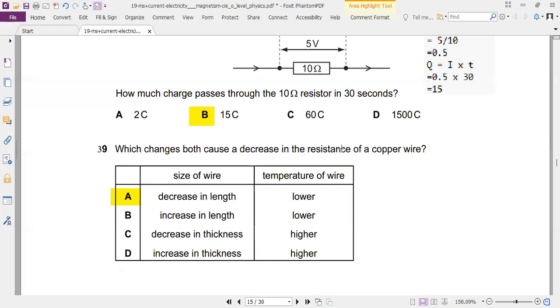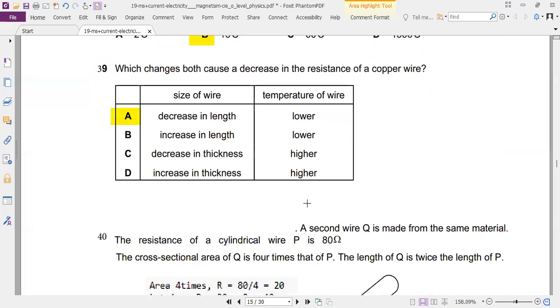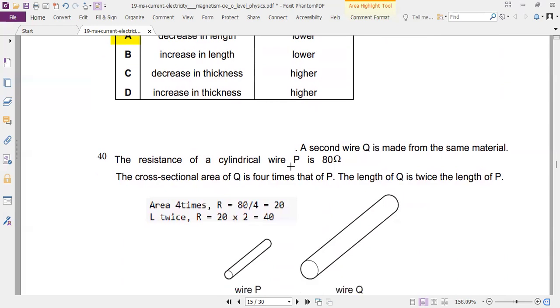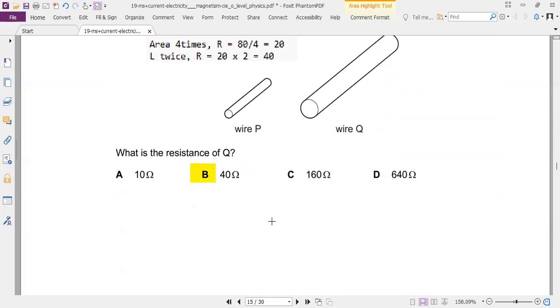Which change causes a decrease in resistance of a copper wire? If you decrease its length and if you lower the temperature, because length is directly proportional to resistance, and so is the temperature. So we have an 80 ohm resistor wire, and another one whose area is 4 times and length is twice. So look at this. If area is 4 times, resistance becomes 4 times less, and making L twice will make it twice 40, given in here.